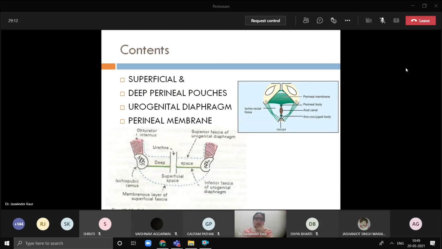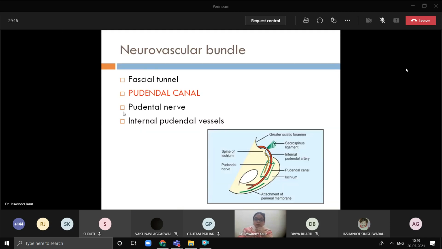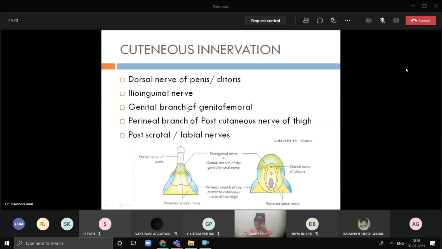This whole part I will cover, and there will be a separate lecture on the pudendal canal. Then come to the cutaneous innervation of the perineum, right? Cutaneous innervation of the perineum is by the dorsal nerve of penis in case of male and the dorsal nerve of clitoris in case of females.